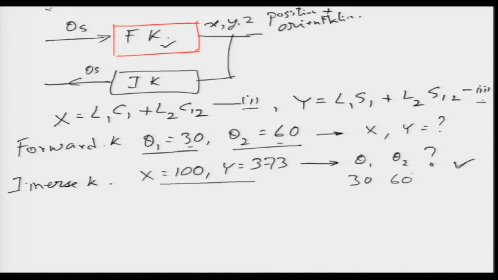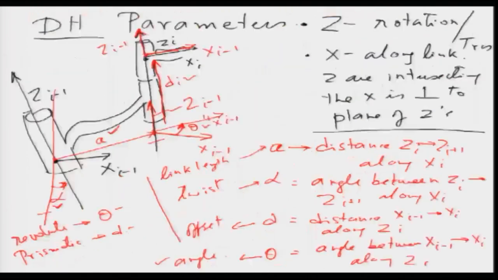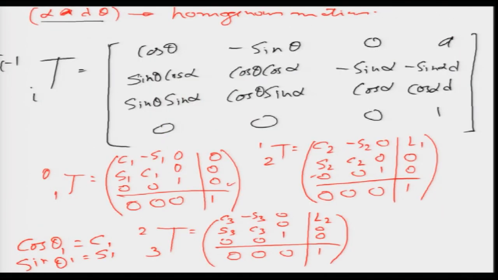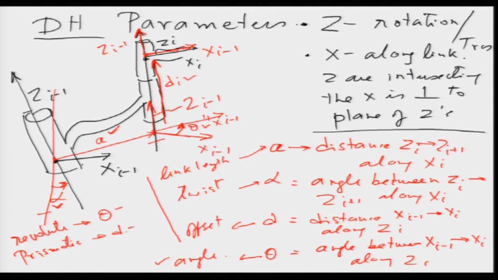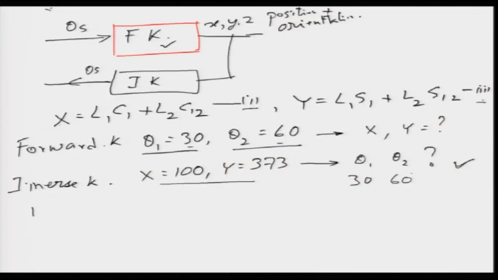Now what is the standard procedure for inverse kinematics? For any given manipulator system, the first thing we need to do is write down the DH parameter table, okay. Then we need to make the transformation matrix from the end effector to the base, then equate it to the desired end. So first thing that we need to do here is make the DH table.